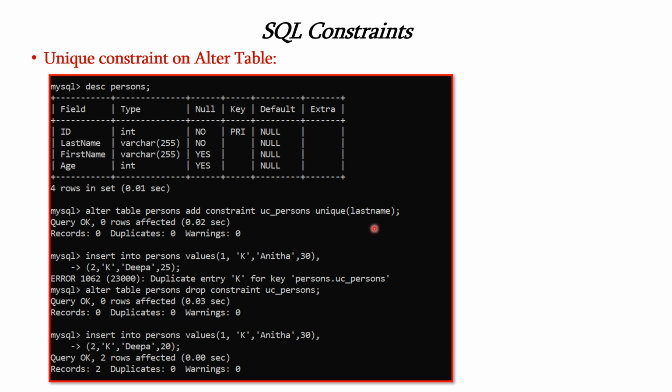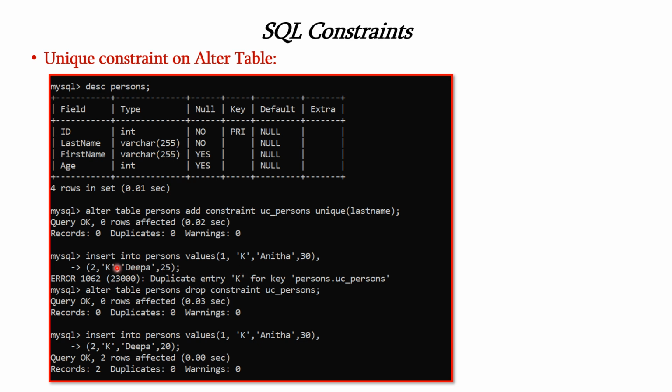The constraint name here is UC persons, and unique of, for which column we want to enforce, that column name has to be mentioned within parentheses. So unique of last name. So we are enforcing the unique constraint for last name here. Once this statement is executed, if we try to insert duplicate values for last name, it should not accept.